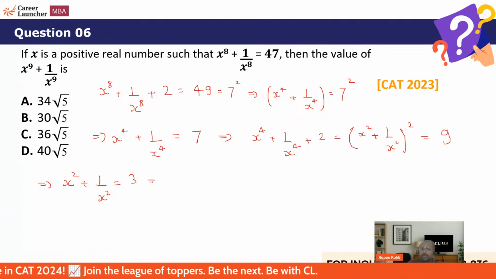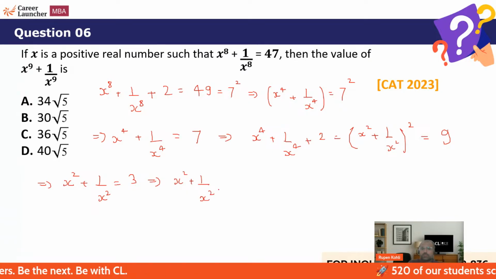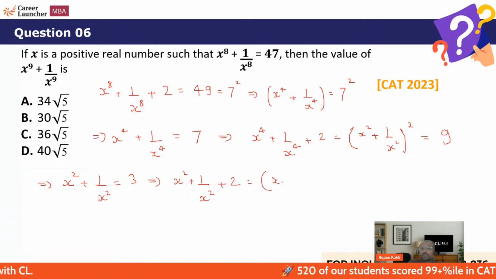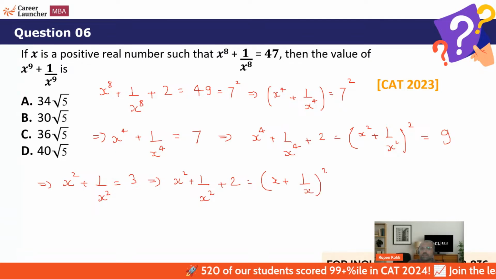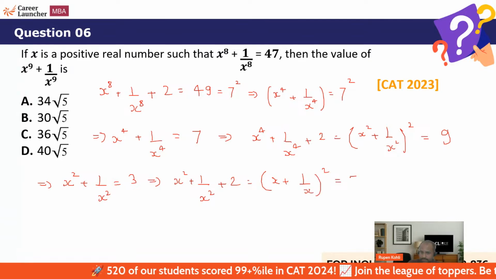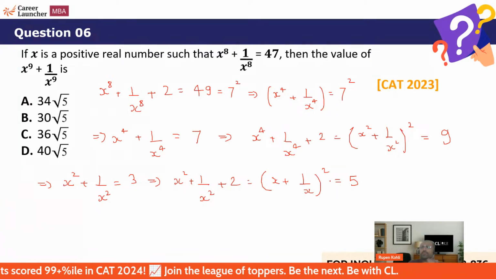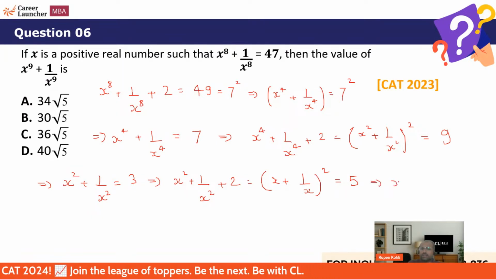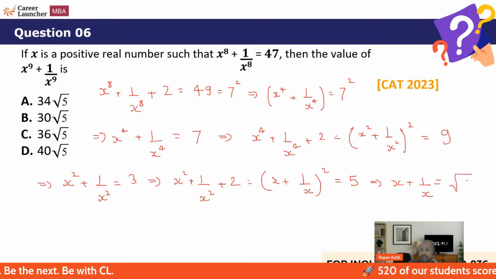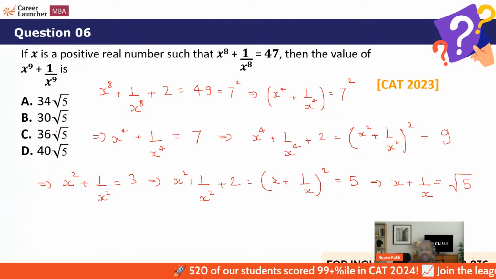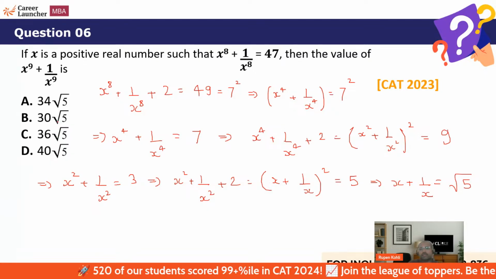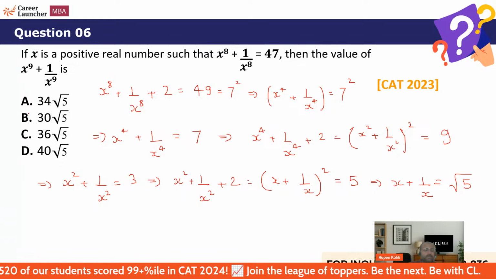We still need to come back one more step. Again, adding 2 on both sides: x square plus 1 by x square plus 2, which is the whole square of x plus 1 by x, equals 3 plus 2, 5. Okay. So at the last stage, we don't have a perfect square. We have 5. Nonetheless, x plus 1 by x is technically plus minus root 5, but we know that x is positive, so root 5. You can see all the options have root 5. So this makes sense to us now, right? Why root 5 is there? Because x plus 1 by x is root 5.